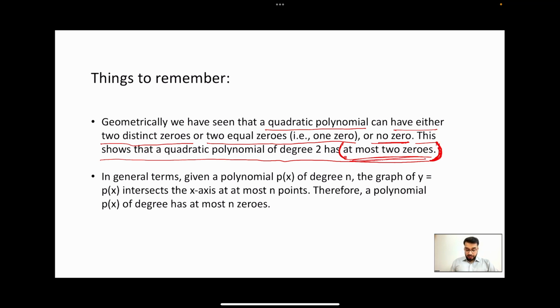Okay, now in general terms, we will generalize all that we have learned. In general, given a polynomial p(x) of degree n, the graph y equal to p(x) intersects the x-axis at most n points. In the previous examples, we saw that n was equal to 2, so our zeros were maximum 2. So this is exactly what we are saying here. If we have a degree n polynomial, then the max n zeros we can have. This is what this statement is trying to say.